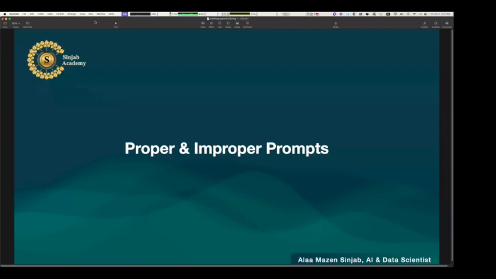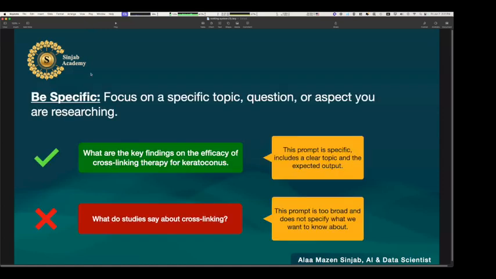All right. Okay, so proper and improper prompts. Here I'm going to give you a few examples of how to use this and a few tips. The first step, probably the most important, is to be specific. We need to focus on one specific topic or question. For example, this is a good one: What are the key findings of the efficacy of cross-linking therapy for keratoconus? This one is good because it's specific. We are really specifying cross-linking and keratoconus.